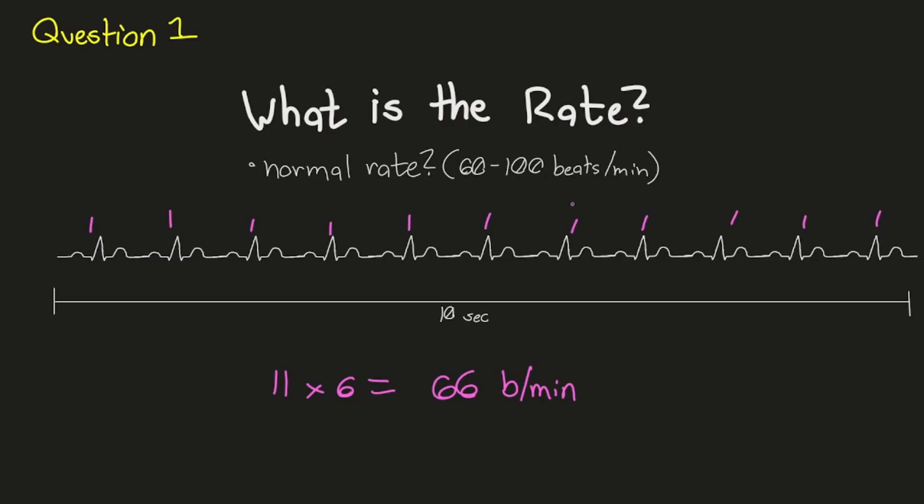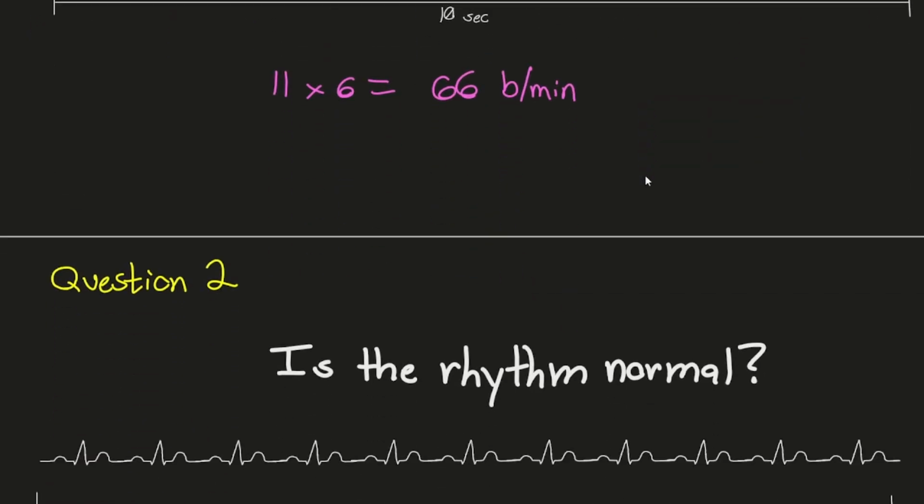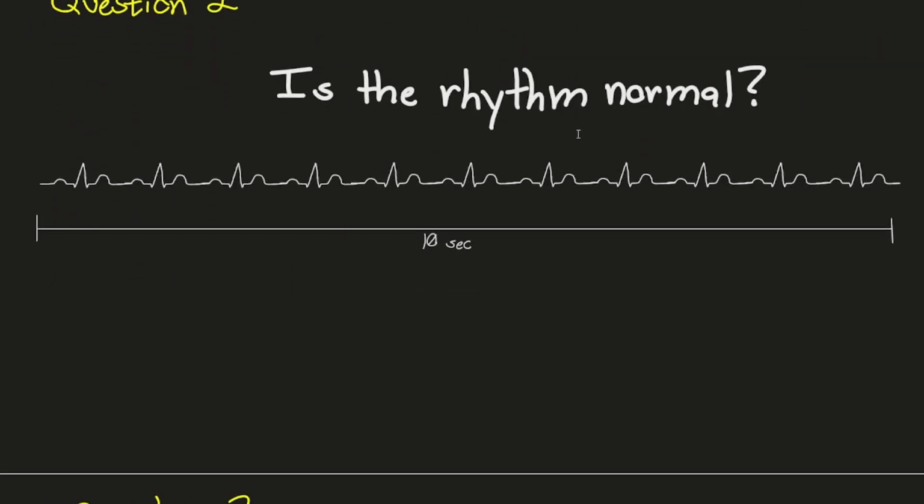Now for some people like long distance runners, it might be different, but for the normal person, the normal rate will be between the 60 to 100 beats per minute range. Okay, so the next question is, is the rhythm normal?